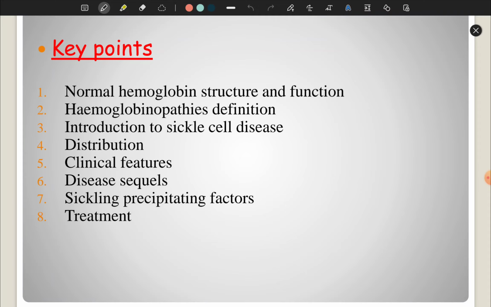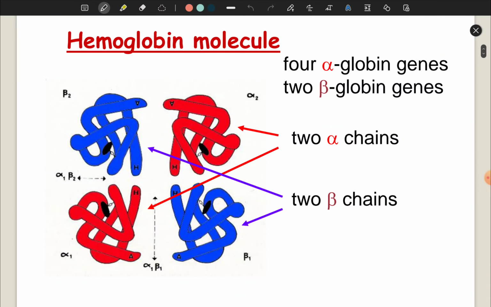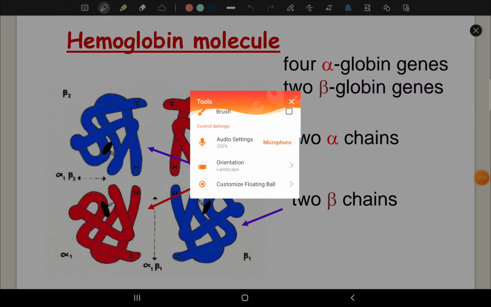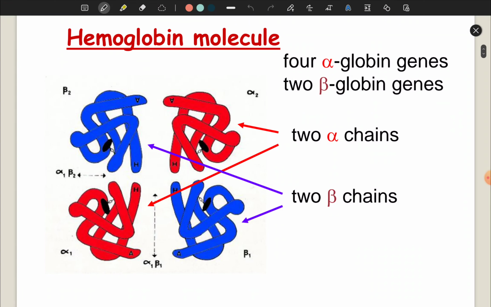Before starting with sickle cell disease, let's review your information about the structure of hemoglobin. I will not point, so look at the screen. Obviously, hemoglobin is a four-chain structure, or tetrameric structure, meaning four chains, two similar to each other: two alpha, two beta, or two alpha, two gamma, or two gamma and two delta. I will show you in a few seconds.